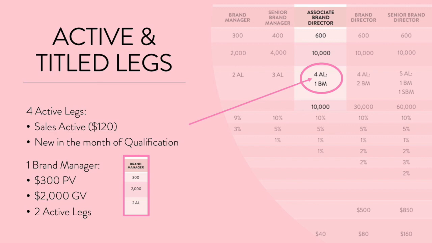They aren't getting paid anything. It's just the terminology of active, right? So 4 active legs means the person either has to be sales active or new in the month of qualification. Brand manager: I pulled this little insert out of the comp plan, and you need 300 PV, 2,000 group volume, and 2 active legs. So this is what you're going to need to advance to Associate Brand Director: 4 active legs, 1 brand manager.